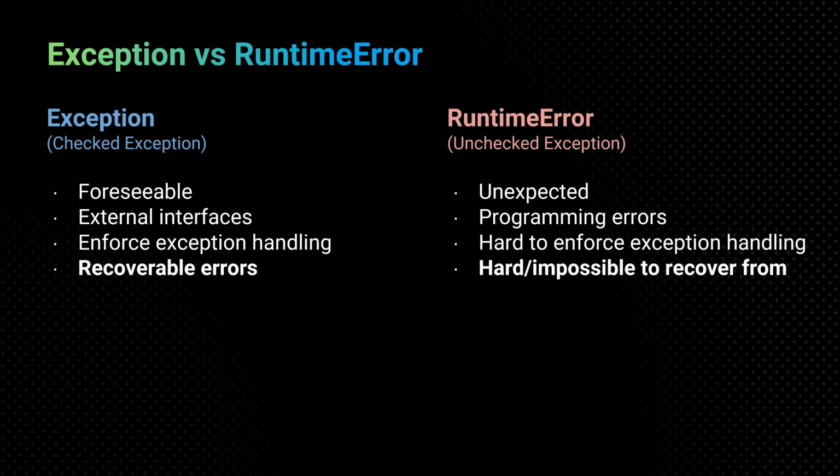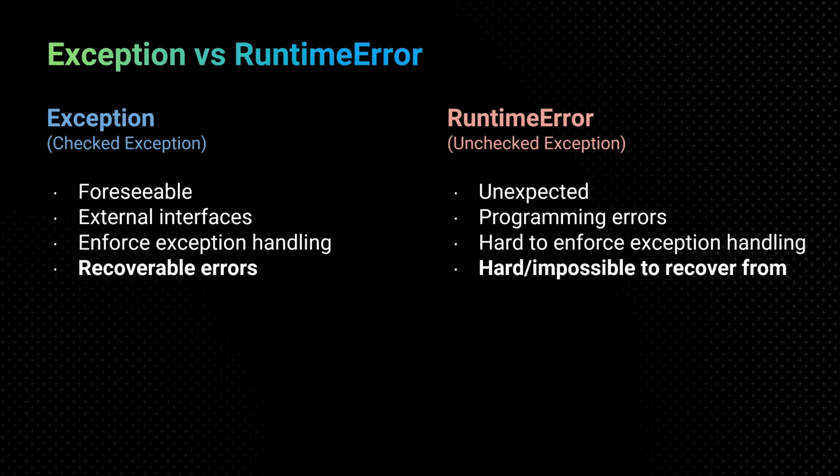So if we compare exceptions, which we can also call checked exceptions, and runtime errors, which we can also call unchecked exceptions, then the exception is foreseeable, while a runtime error is something that's unexpected. You use exceptions mainly for external interfaces and to enforce exception handling. And runtime errors are something that you use for programming errors, or if it's hard to enforce exception handling or doesn't make sense.